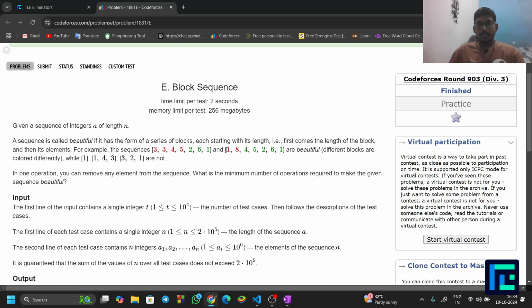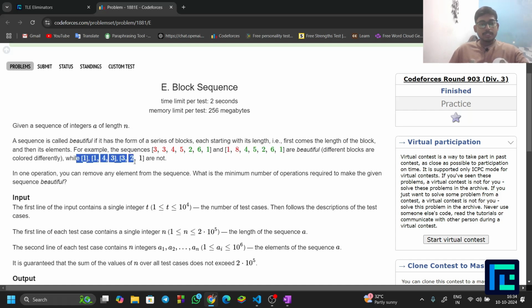Same way, for this there is a single block of 1 then 1 element, and a 4 then 4 elements. So this is a single block, this is a single block. This sequence can be broken down into 2 blocks like this. So this is also a beautiful sequence. That's the definition of a beautiful sequence.